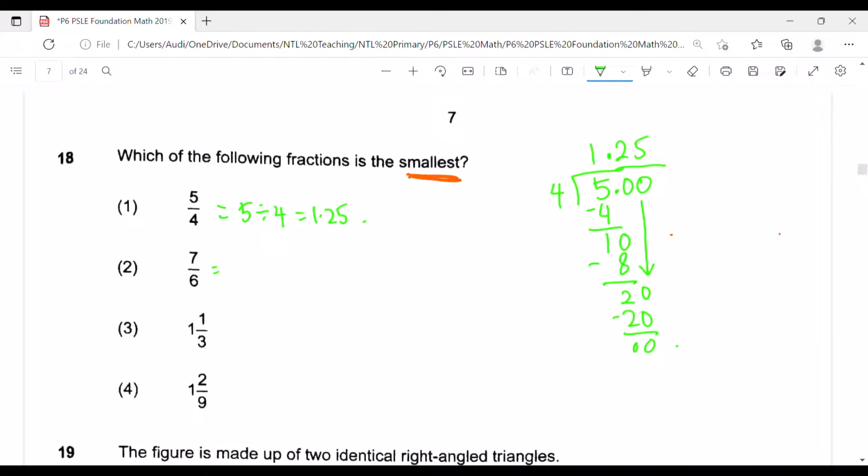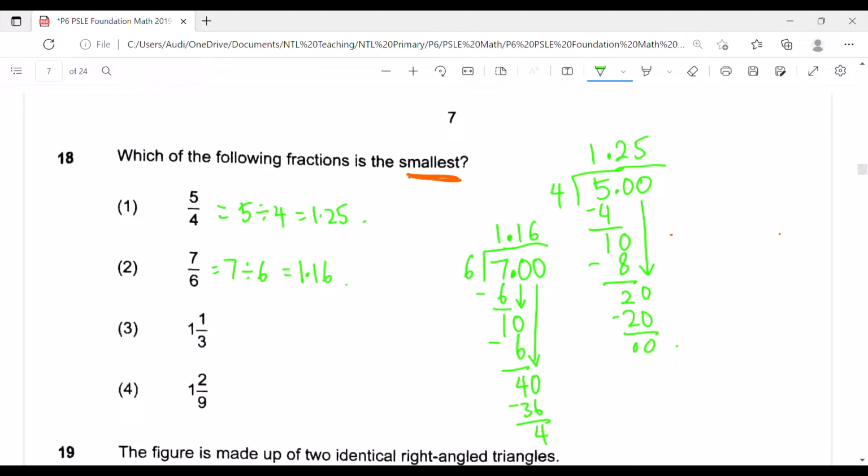7 over 6 means 7 divided by 6. So 1, 6. You are out of numbers, so you put a decimal point. Put a 0. Bring the 0 down. Now we divide. 1, 6, 4. Put another 0. Bring the 0 down. This is 6. That is 6, 4. And we're going to stop here, okay? So this is our answer for now, 1.16.